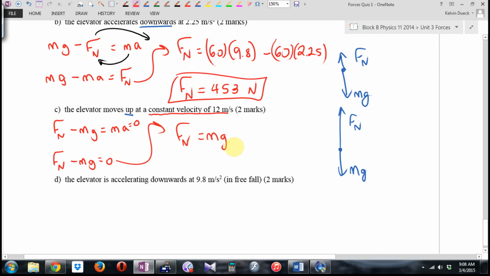and so for those of you that said it's a tie, yeah, you're right. Actually, these two arrows should be exactly the same length. But we've just proved why. The normal force is going to be 60 times 9.8. Do that one in your head. Okay, it's going to be 600, take away 12. 588? Yeah.